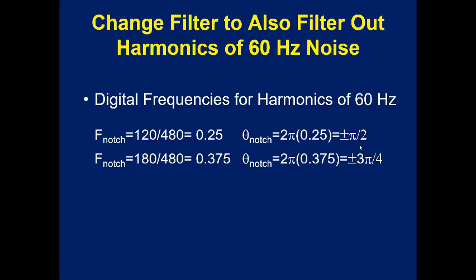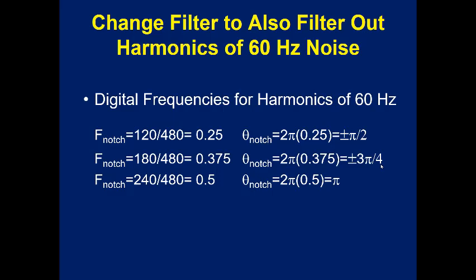180 hertz normalizes to a frequency of 0.375. 2 pi times that is 3/4 pi. Again, plus or minus to get the complex conjugates. And 240 hertz, which is the Nyquist rate, is frequency 1/2, which is over there at z equals -1, or an angle of pi.